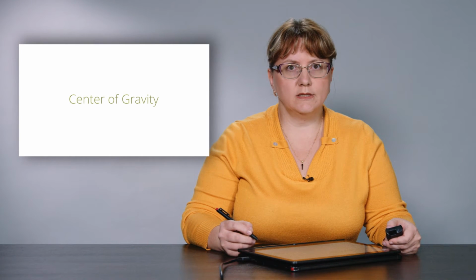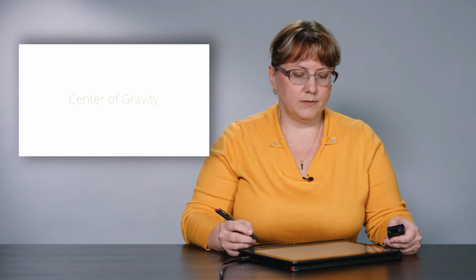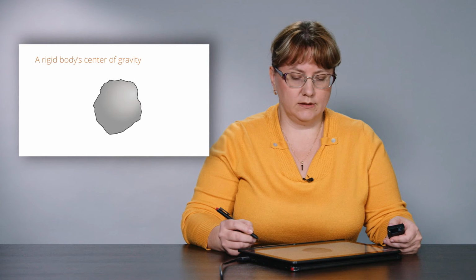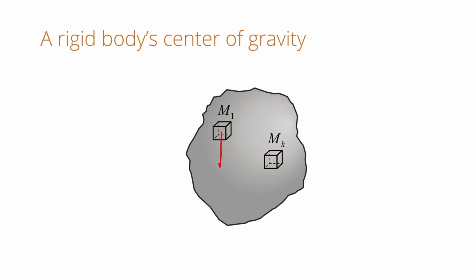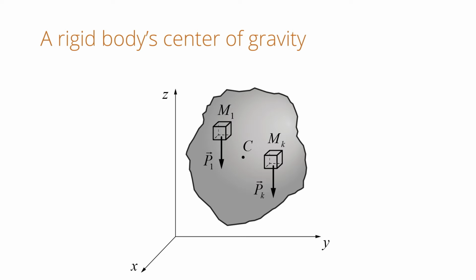Let us consider a notion of the center of gravity of a rigid body. To do that, let us consider a system of parallel forces of gravity of particles of the rigid body. This system of parallel forces is determined by the center of parallel forces, the point C, and it is this point that is the center of gravity of the rigid body. The location of the center of gravity is determined with its radius vector.